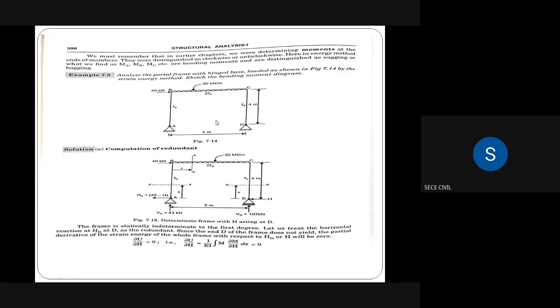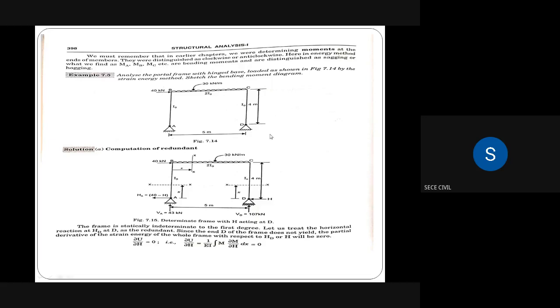So the first step is to calculate the static indeterminacy. What is the formula for calculating static indeterminacy? Sivakritika, are you there? Sir, static indeterminacy is equal to number of vertical reactions plus number of end moments minus 2. That is the formula for continuous beams.